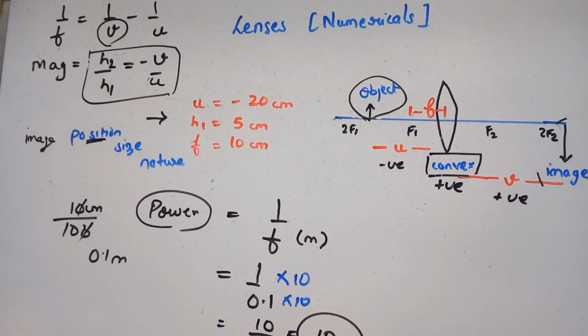So power is 10, and power is measured in terms of diopters. So according to this formula, the power is 10 diopters. Power is measured in terms of diopter. That's it.